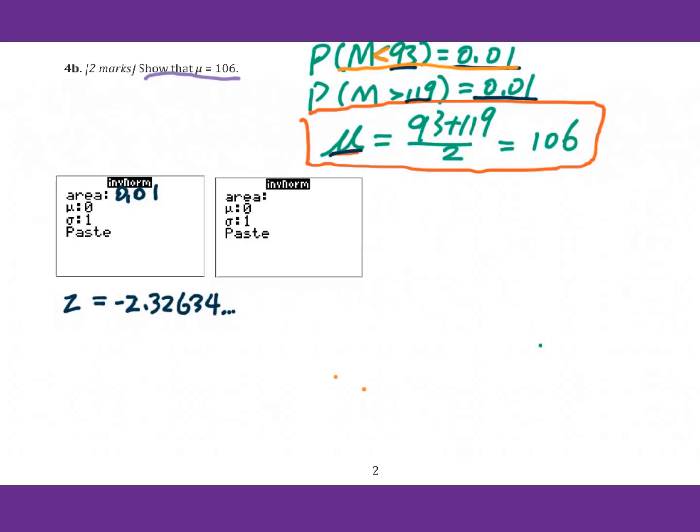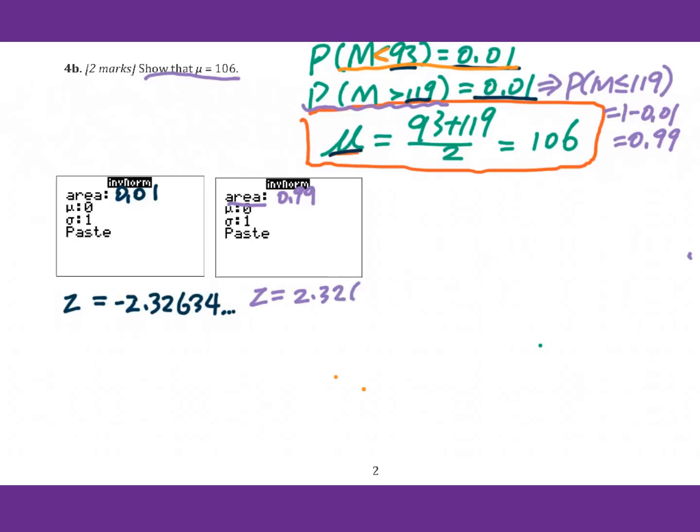And for the probability M greater than 119, we want to figure out the z-score. You have to change it into the probability M less than or equal to 119, because for this area, which means the probability, you have to make sure the variable is less than or equal to k. So we get 1 minus 0.01, which is 0.99. We put in 0.99, and you will get the z-score equal to 2.32634.